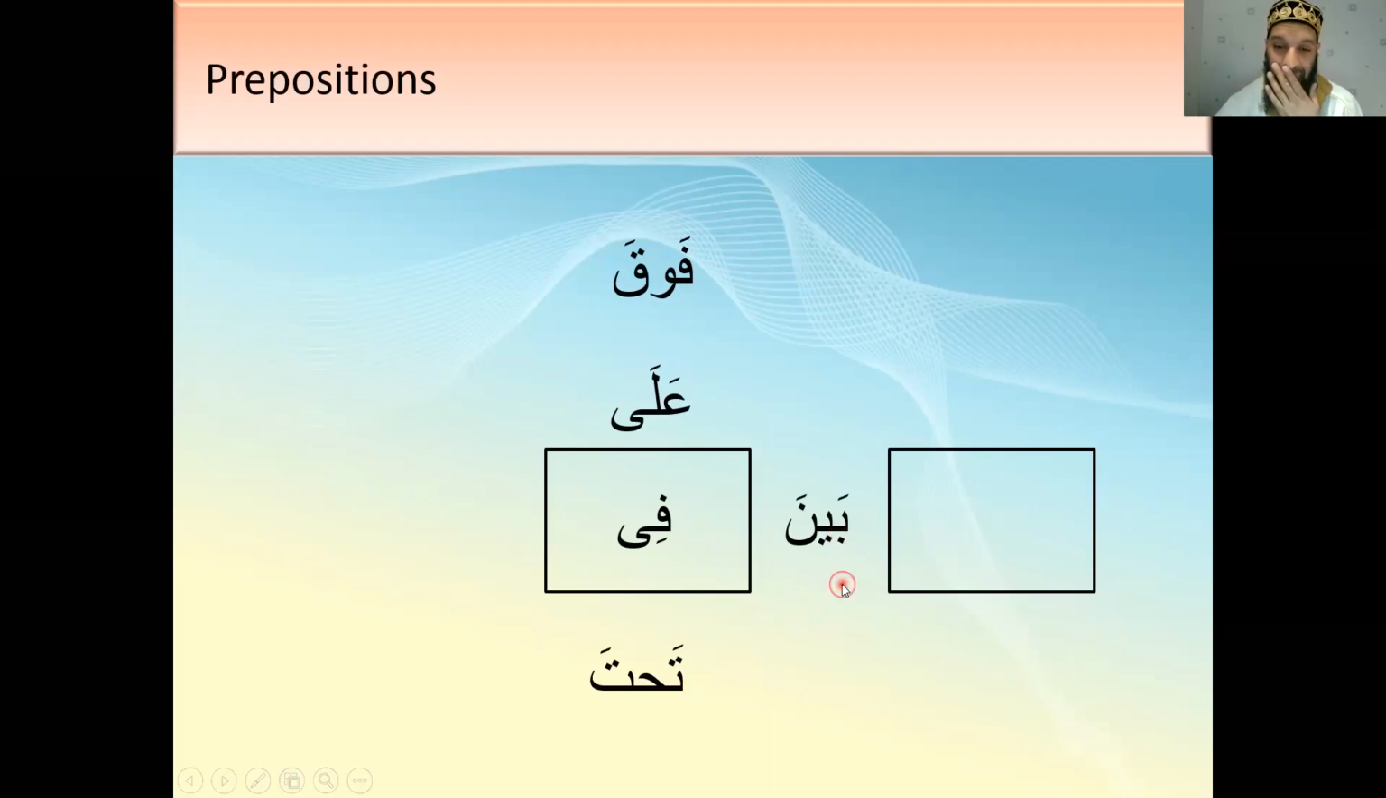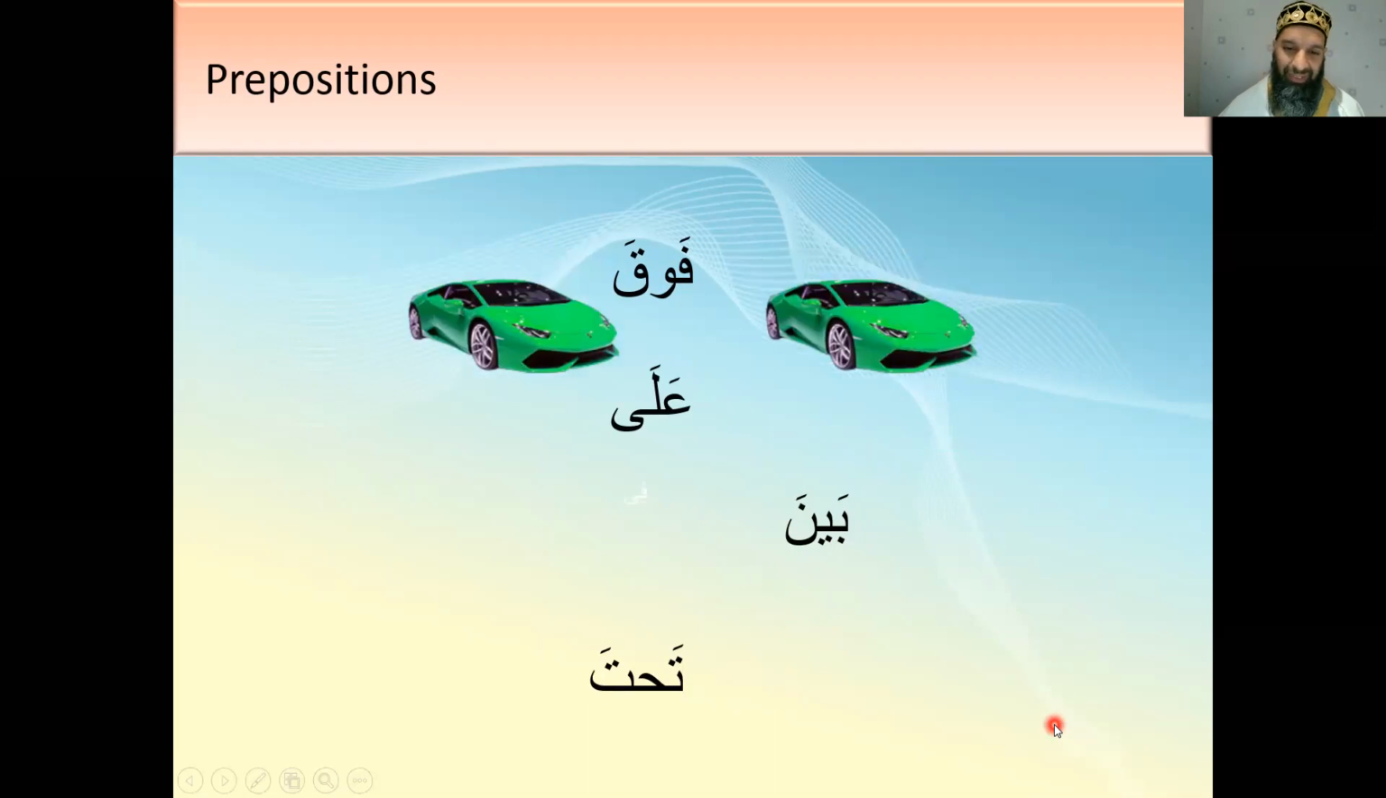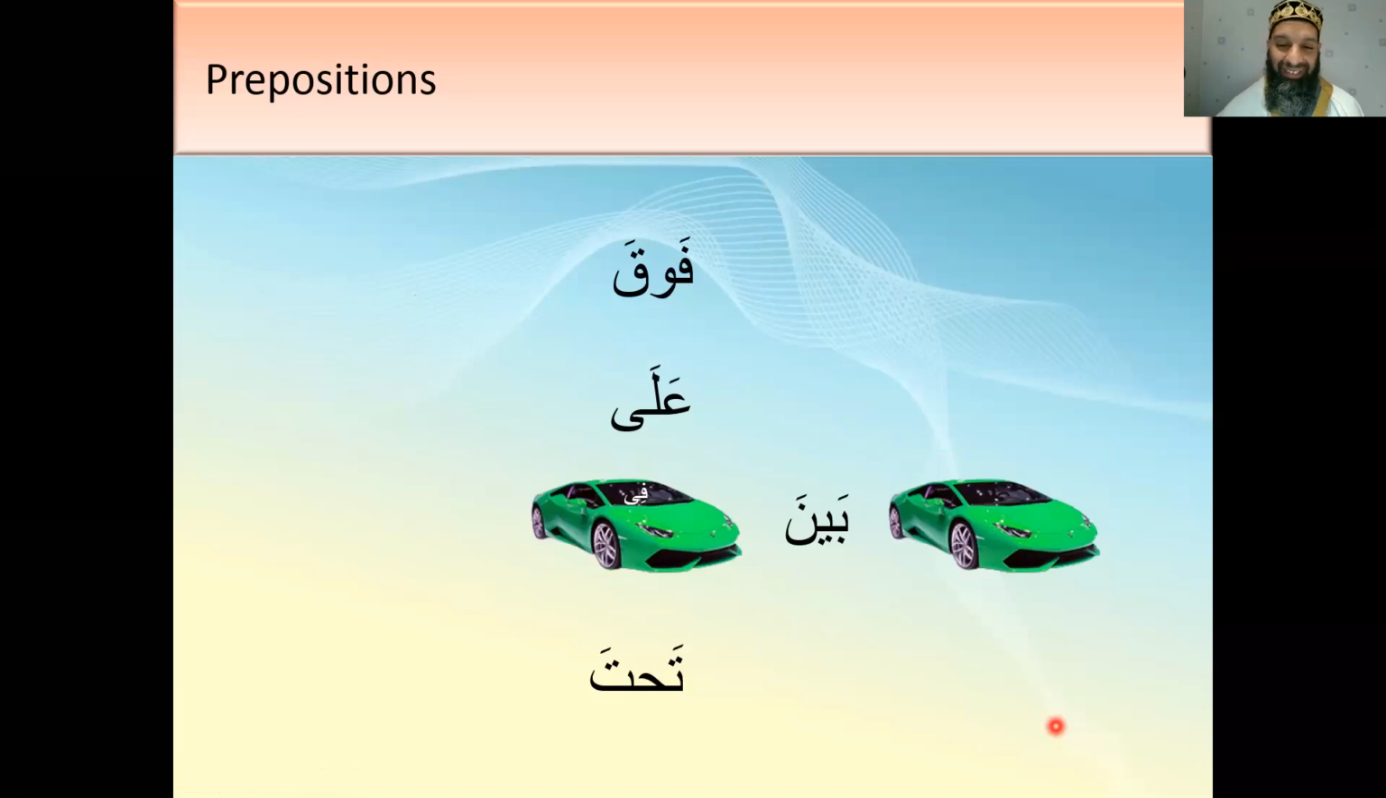Baina means between. And what happened is, when I did this last year, one of the sisters asked what the boxes were for, or why they're empty. And I said the boxes are there just to show you that baina is between two boxes and fi is inside the box. So she didn't seem to like it. So I thought, okay, I'll change it then. So I changed it to, what did I change it to? My favorite car, a Lamborghini. I mean, just look how beautiful that is. Right? And then, yeah, so something there now, yeah?